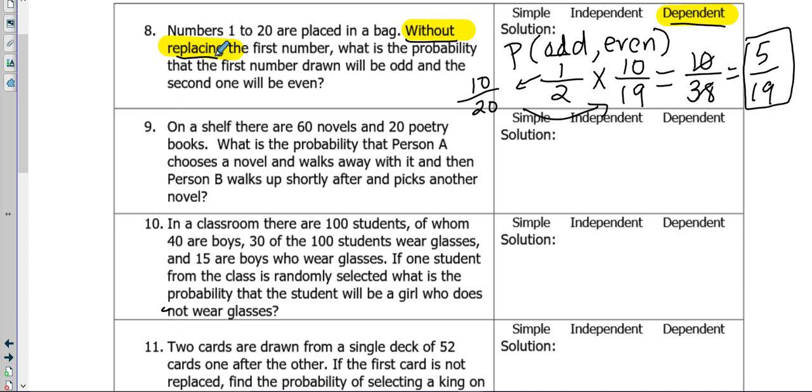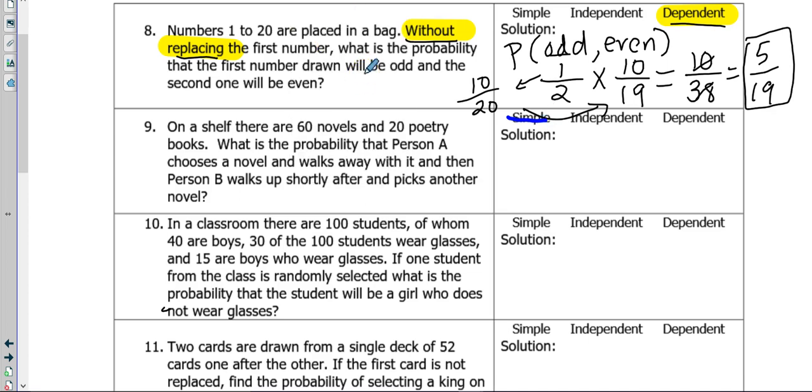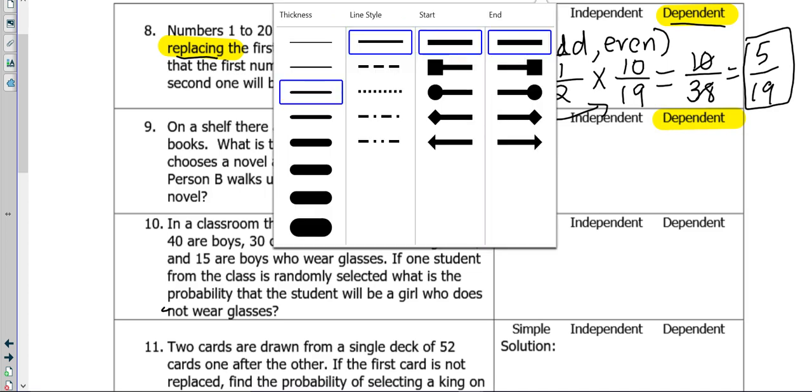On a shelf, there are 60 novels and 20 poetry books. What is the probability that person A chooses a novel and walks away with it, and then person B walks up shortly after and picks another novel? All right, so we've got 2 events. We're going to eliminate simple. So this is either going to be independent or dependent. So let's look at the problem. Probability that person A chooses a novel and she walks away with it. So once that person A walks away with a novel, there are fewer novels to pick for person B. So this is actually going to be another dependent event. So because it's dependent, that second one's going to change, and we'll talk about that in a second.